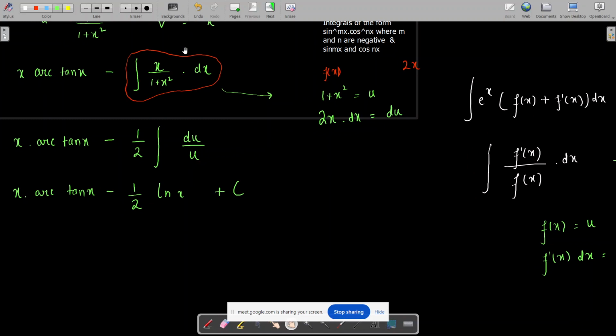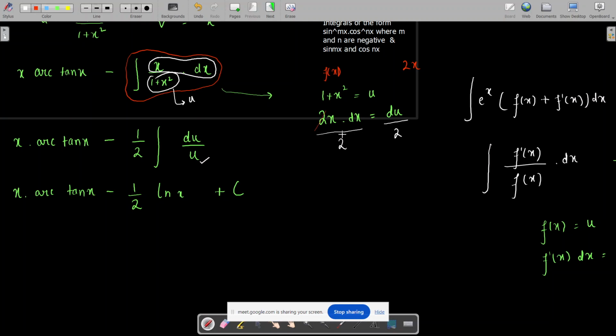Now, in my integral, in the numerator, I have x dx. So I need to find out the value of x dx, so that I can see my 1 plus x squared is u. I need to transform this entire integral in terms of u. So 1 plus x squared is u, which is this. And what do I do about this x dx? I will get x dx from here. The only problem is this 2 is multiplied with this x dx. So in order to get rid of that, I divide by 2 on both sides.